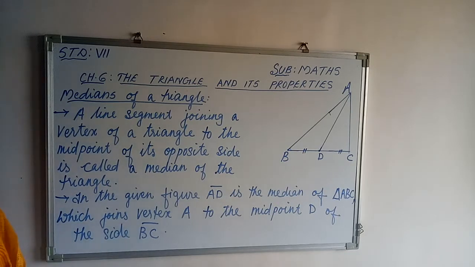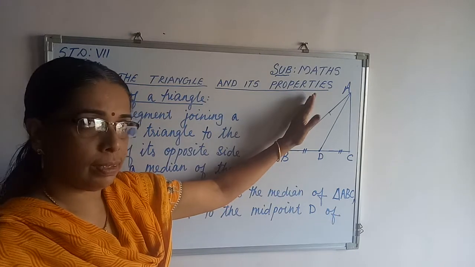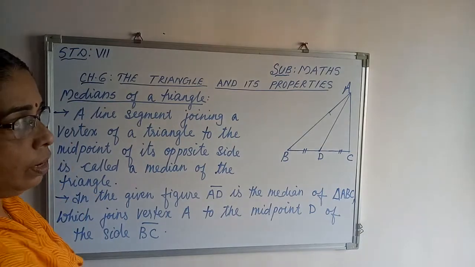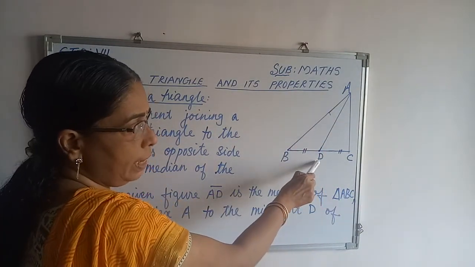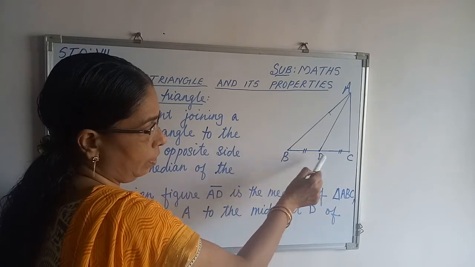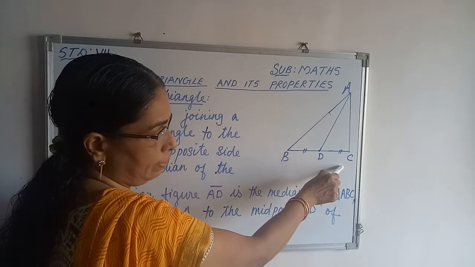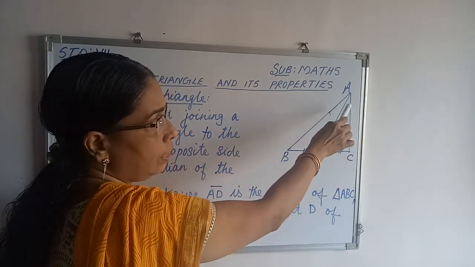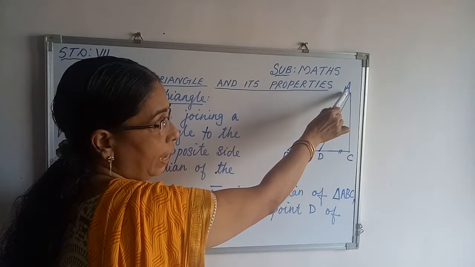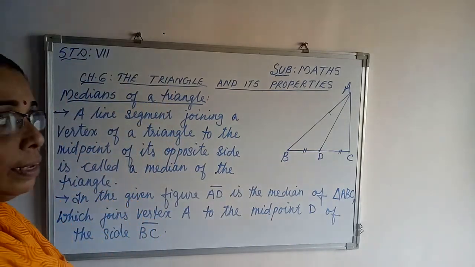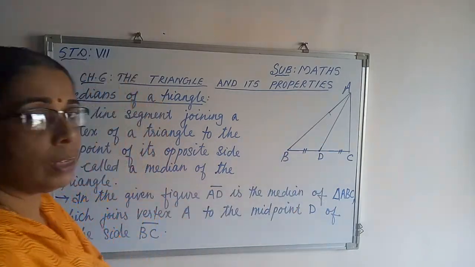Now next we can see what are the medians of a triangle. So what is a median? Listen to this figure that I have drawn there. Triangle ABC. In triangle ABC, D is the midpoint of the side BC. See, this is equal. BD is equal to DC. That means D is the midpoint of BC. I have drawn a line segment from the vertex A to the midpoint D of the opposite side BC. And this line segment, that is AD, is called the median.